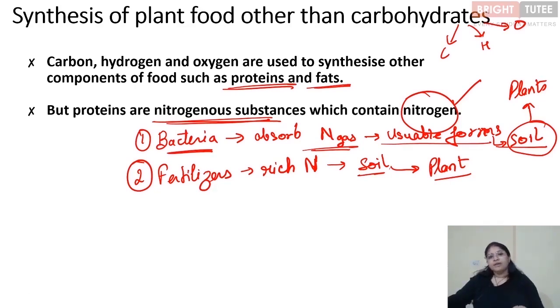So in this way we see how the plants synthesize their own food, and that's the reason why we call them autotrophs. And we also saw what the process is and how the plants go about it. I hope you were able to understand this process completely, and that all the components and their importance are clear to you, right?